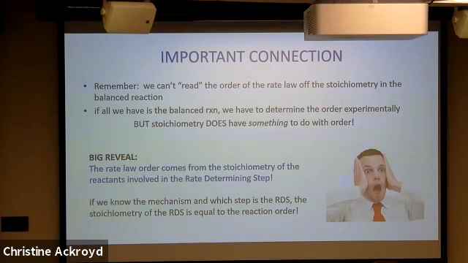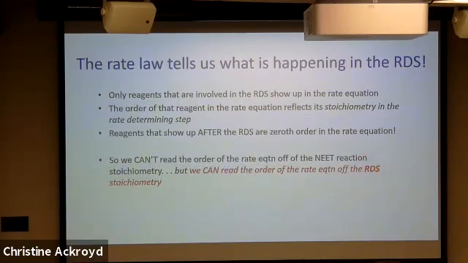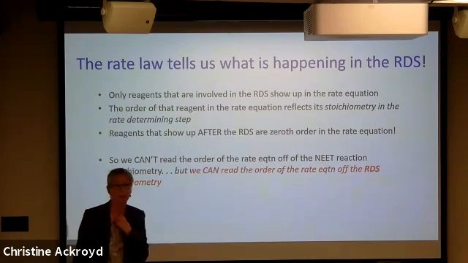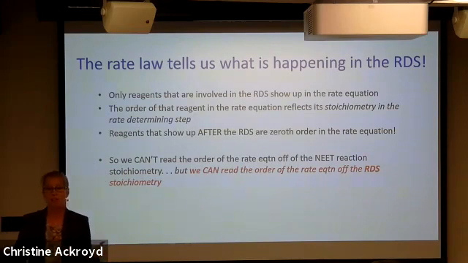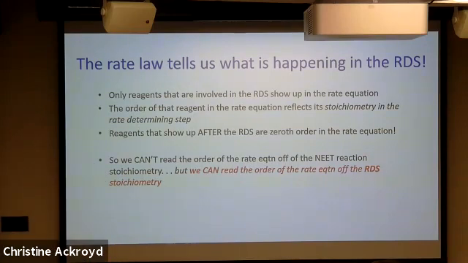But if you have more than one elementary step in the reaction, then you're going to have reagents that don't necessarily show up in the rate law with the order that's equal to their stoichiometry. Okay, so the rate law tells us what's happening in the rate determining step. So step back for a minute and say you're investigating an unknown reaction and you're trying to figure out what's happening in the reaction. Is it one step or is it two steps? How high are the energies of the rate determining step? Is the rate determining step first or second? We can get all of that information. The rate law tells us what's happening in the rate determining step.